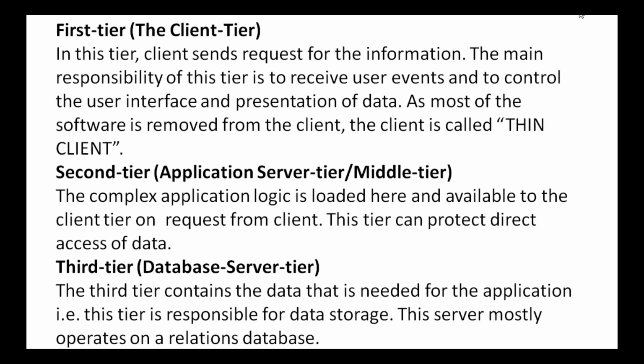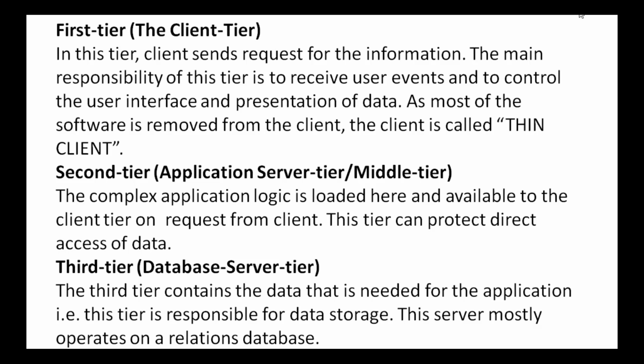The end user operates on this tier. The main responsibility of this tier is to receive user events and to control the user interface and presentation of data. Most of the software is removed from the client, so that's why this client is called a thin client. In two-tier architecture, the client is called a fat client. In three-tier architecture, the client is called a thin client.